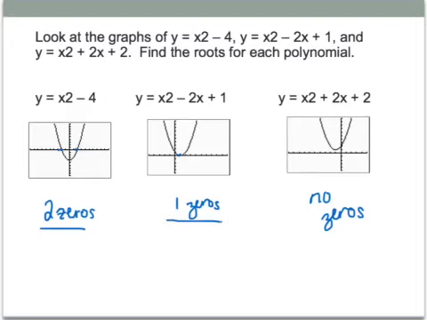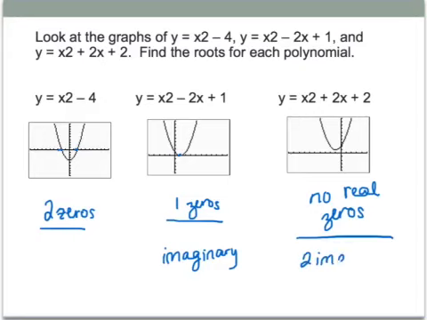This one we have 1 real zero, which means the other one must be what? The other zero must be imaginary. If it's not a real zero, it must be an imaginary zero. And the fact that for the third graph we have no real zeros means how many imaginary zeros must there be? If you said 2, you are correct.